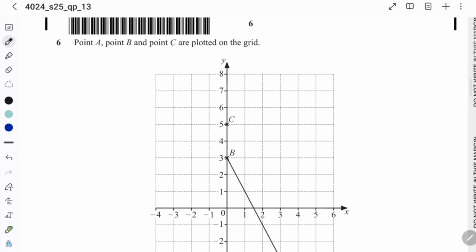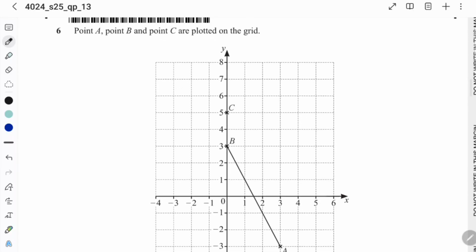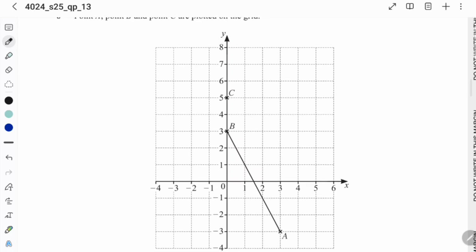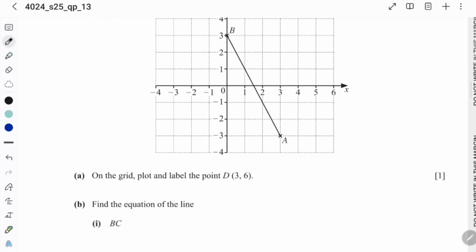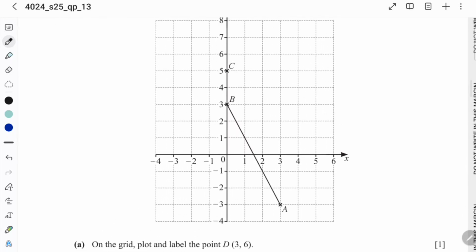In question number 6, points A, B and C are plotted in the grid. So we can see A, B and C. This is C, which is on the y-axis, B is on the y-axis, A is here. Okay, on the grid plot and label D. 3, 6 is D. They just want to see whether you can plot the coordinates or not. So 3, 6 is this much. This is D, 3, 6.